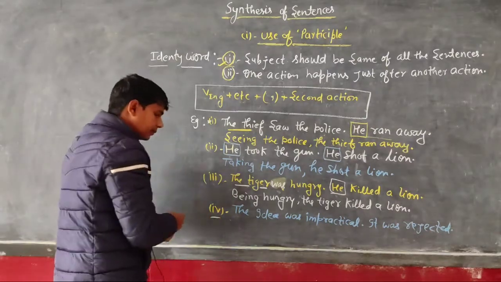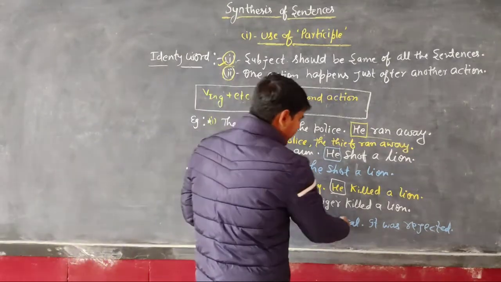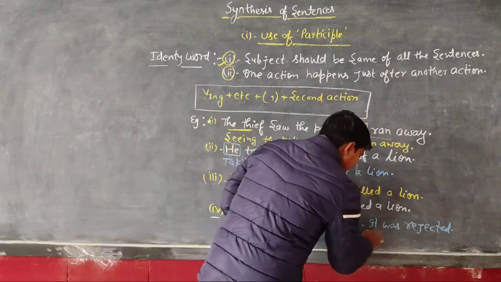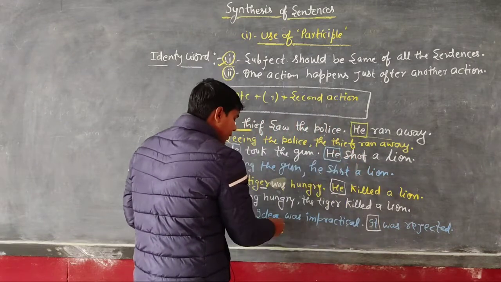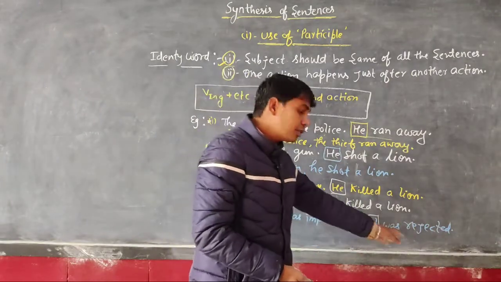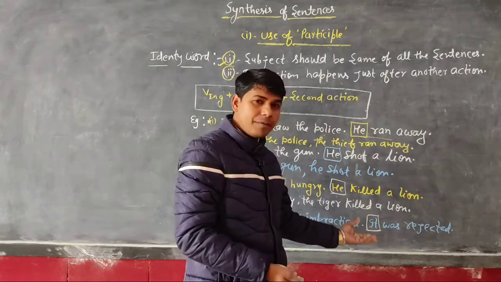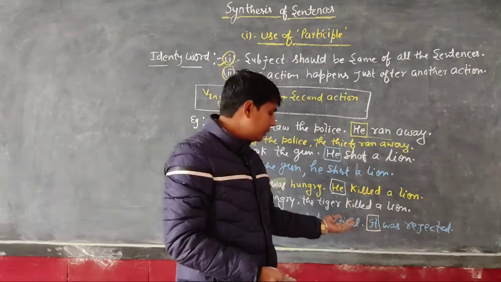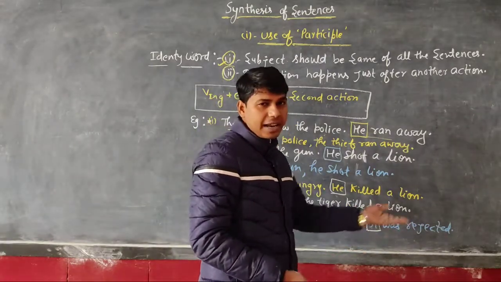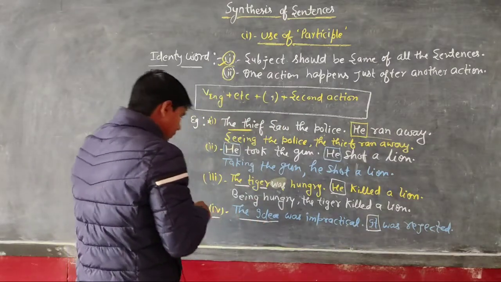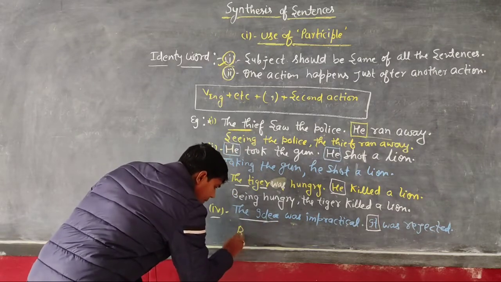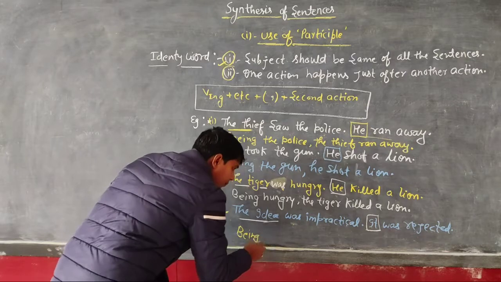Now see the fourth one. The idea was impractical. It was rejected. So in that sentence the subject is idea, and in the other sentence the subject is it, and it is used for the idea. So both subjects are the same. Suppose that the idea is not good, then you will reject it tomorrow? No, at the time when you get the idea, if it is not good, then you will reject it. So one action happened just after the other action. When you combine these, very first, this is the main verb, and the base form of the main verb is be; add ing: being.